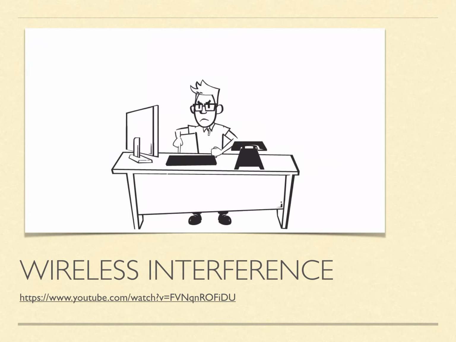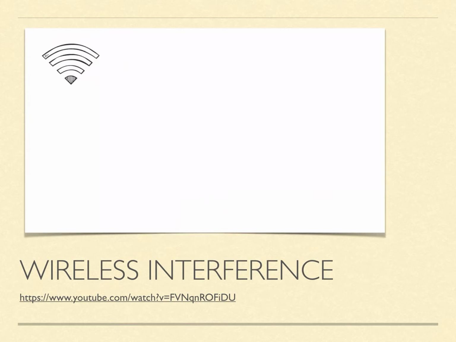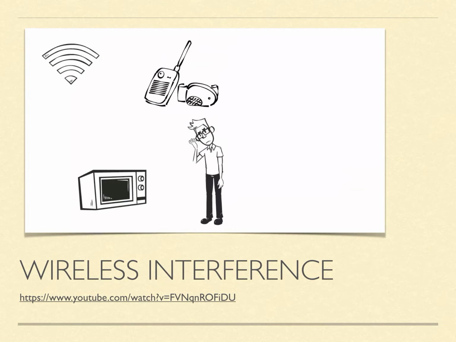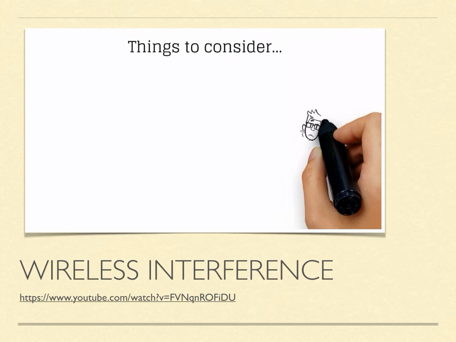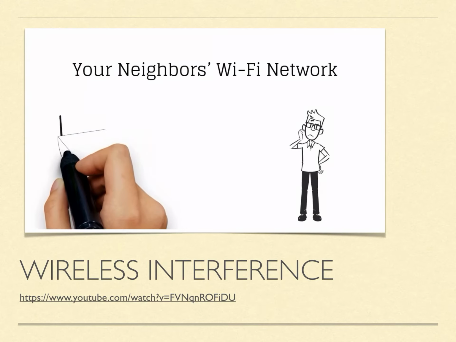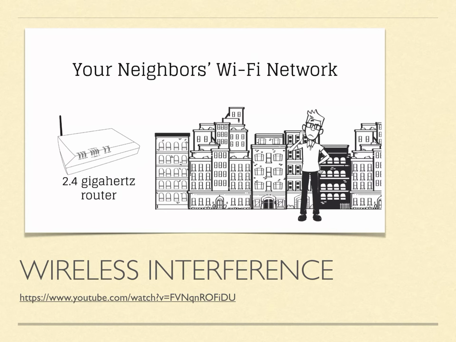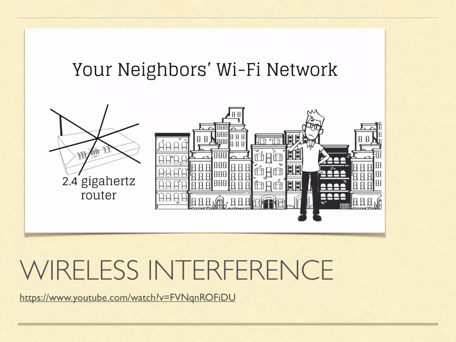Battling for Wi-Fi connectivity? Welcome to Wi-Fi 101. Does your wireless network seem slow? You've probably heard that some household electronic devices, including microwave ovens, baby monitors, and cordless phones, hamper Wi-Fi performance. Things to consider. Your neighbor's Wi-Fi network. If you use a 2.4 GHz router and live in a densely populated area, your neighbor's Wi-Fi networks could interfere with yours, hindering the performance and range of your wireless network.